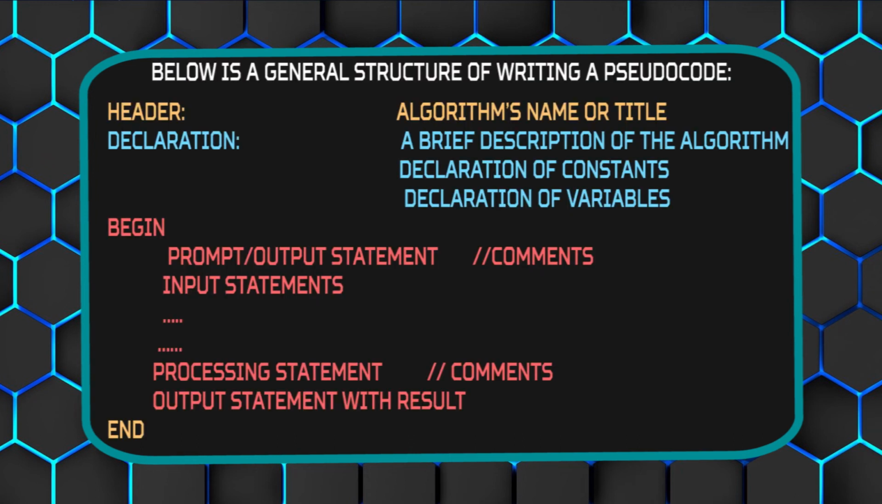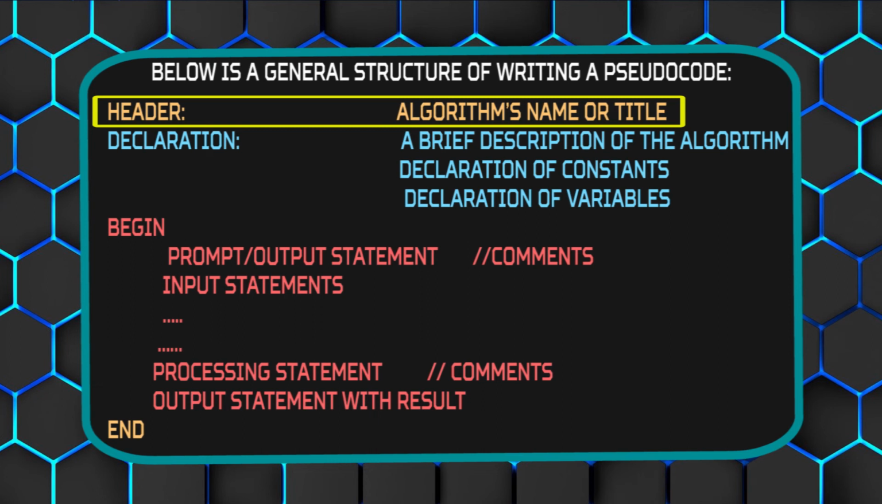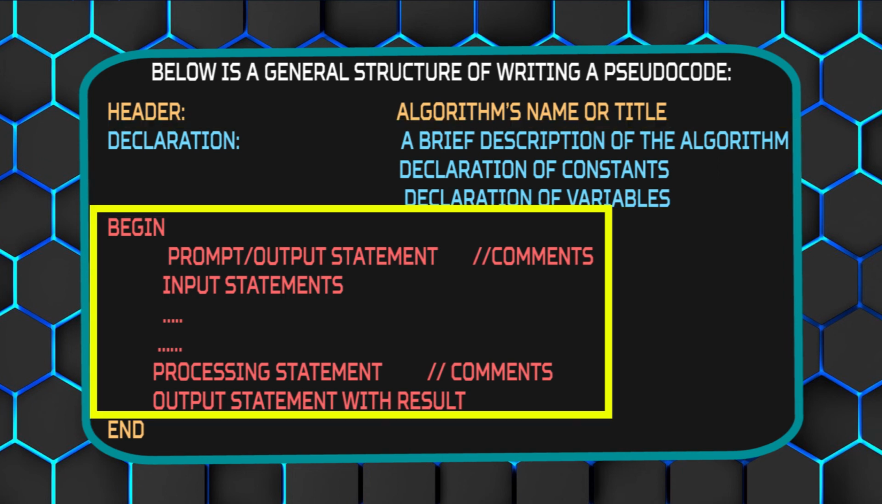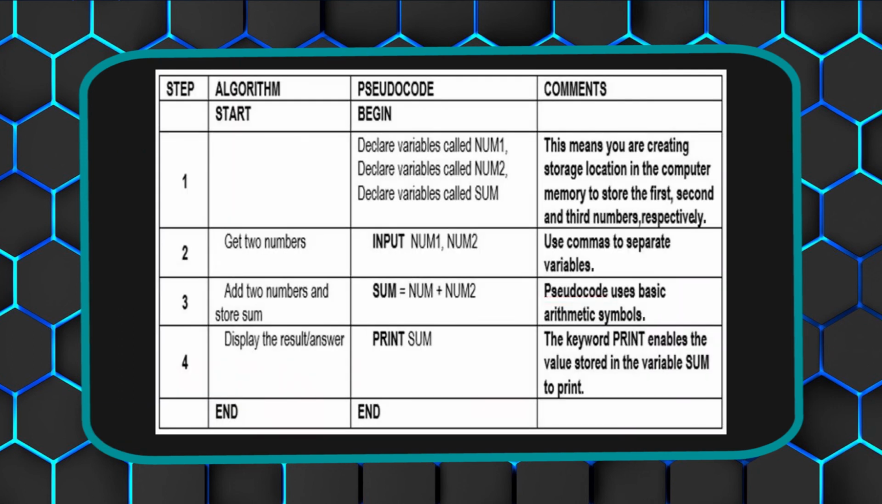Now, on screen, you will see a general structure of writing a pseudocode. Let's have a look at it. In our header, we have the algorithm's name or title. We then have the declaration, which would be a brief description of the algorithm, declaration of constants, and declaration of variables. We then have begin, where you would find prompt or output statements, comments, and input statements, along with processing statements, output statements with results, which also would bear comments, and then the end. Here is a sample of a pseudocode.